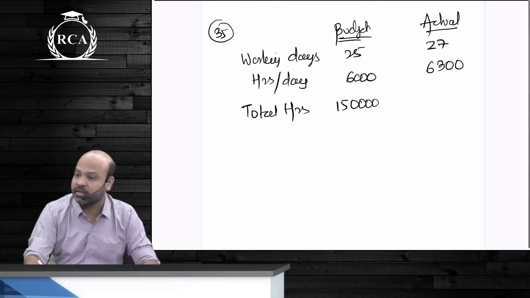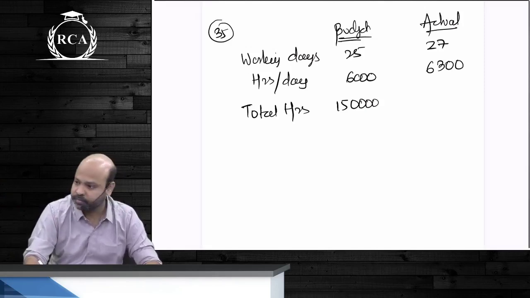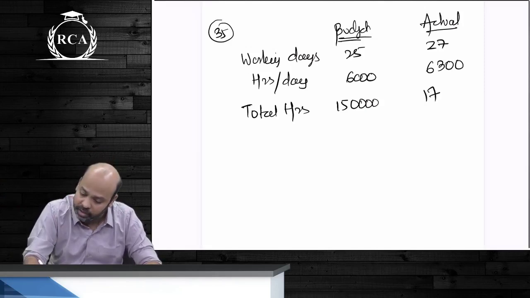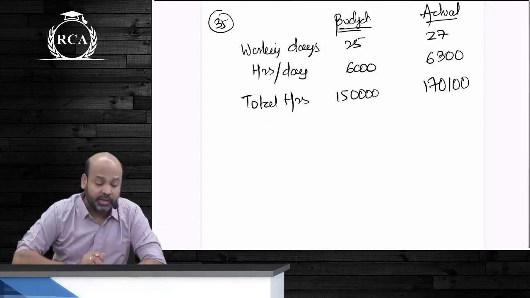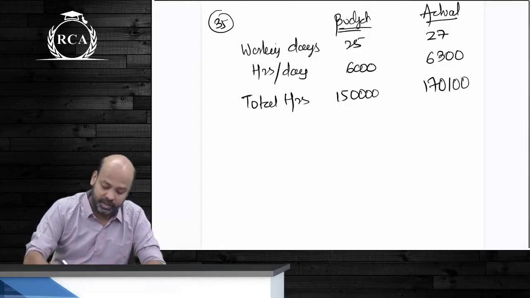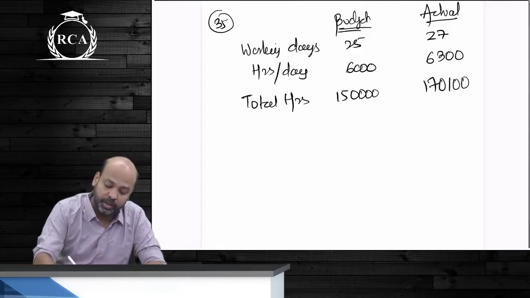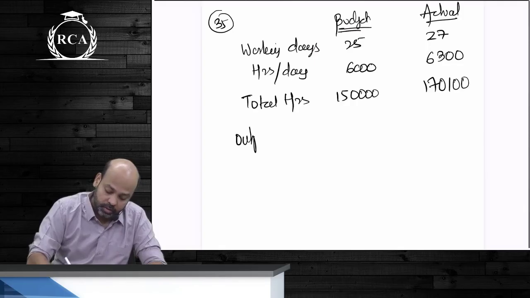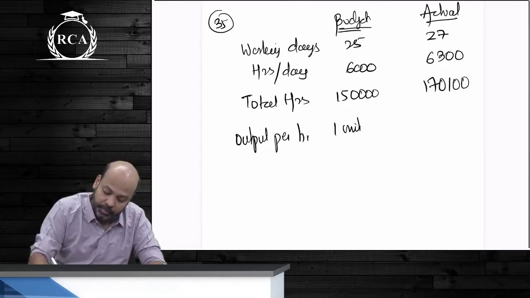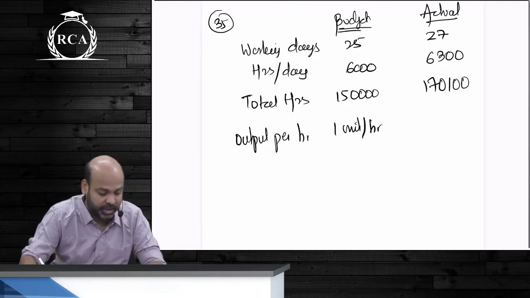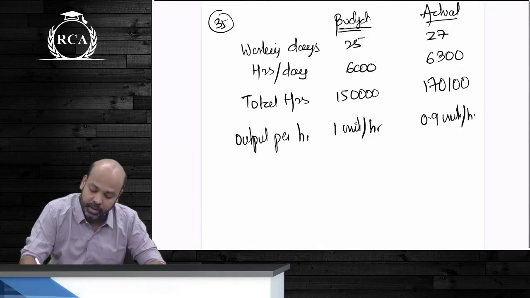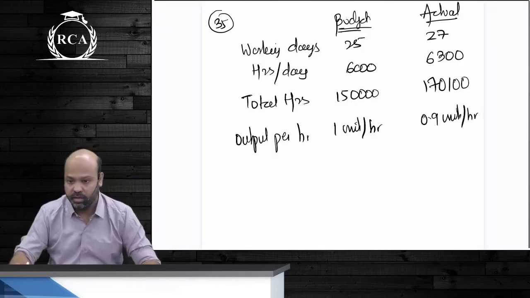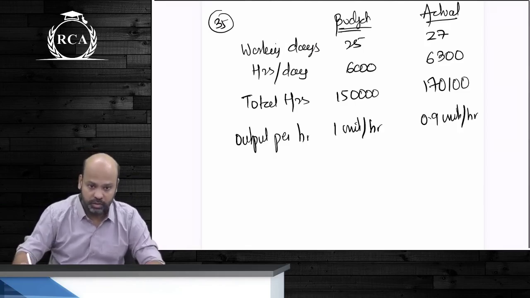27 into 6,300, how much is it? 1,70,000. These are the number of days and number of hours, guys. Here output per hour is given, not number of hours per unit. Output per hour means we are manufacturing 1 unit per hour. We should have manufactured that as per the budget. Actually, we are manufacturing 0.9 units per hour. Efficiency adverse. Yes or no?